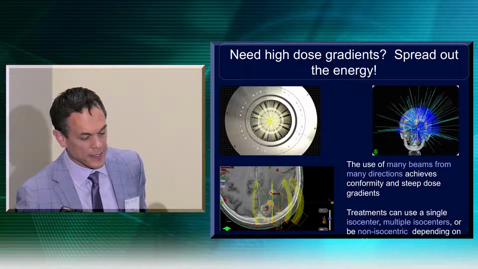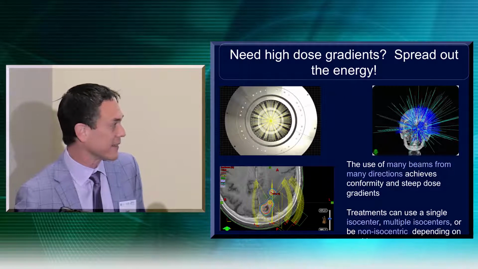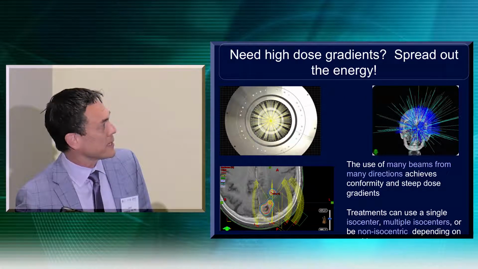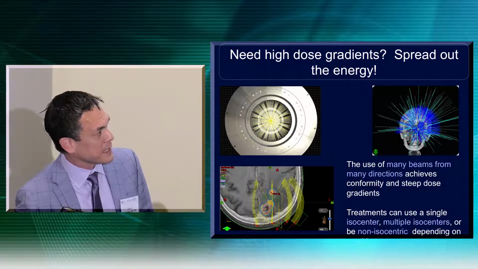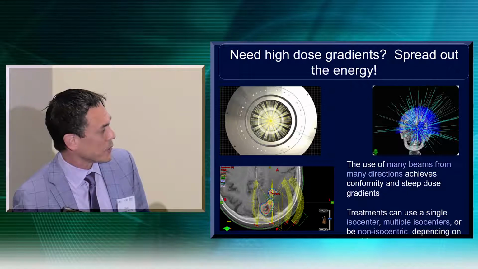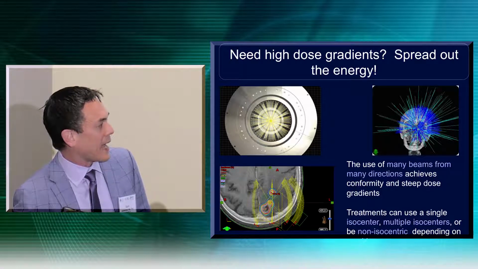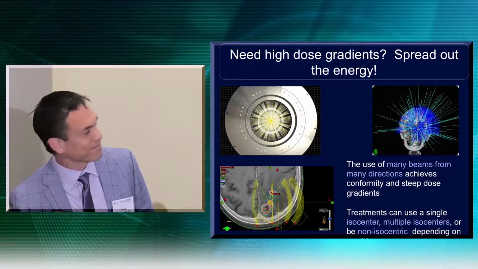And so the way we generate these dose gradients in radiosurgery, no matter how we're doing it, is by spreading out the energy. So we use many beams from many directions, and that can be the 192 beams of a gamma knife, or it can be hundreds of beams that we use in a CyberKnife treatment, or we can spread energy out on a linac using arcs. And so another term that we talk about is isocenter, which is just the point that all these beams are aimed at.